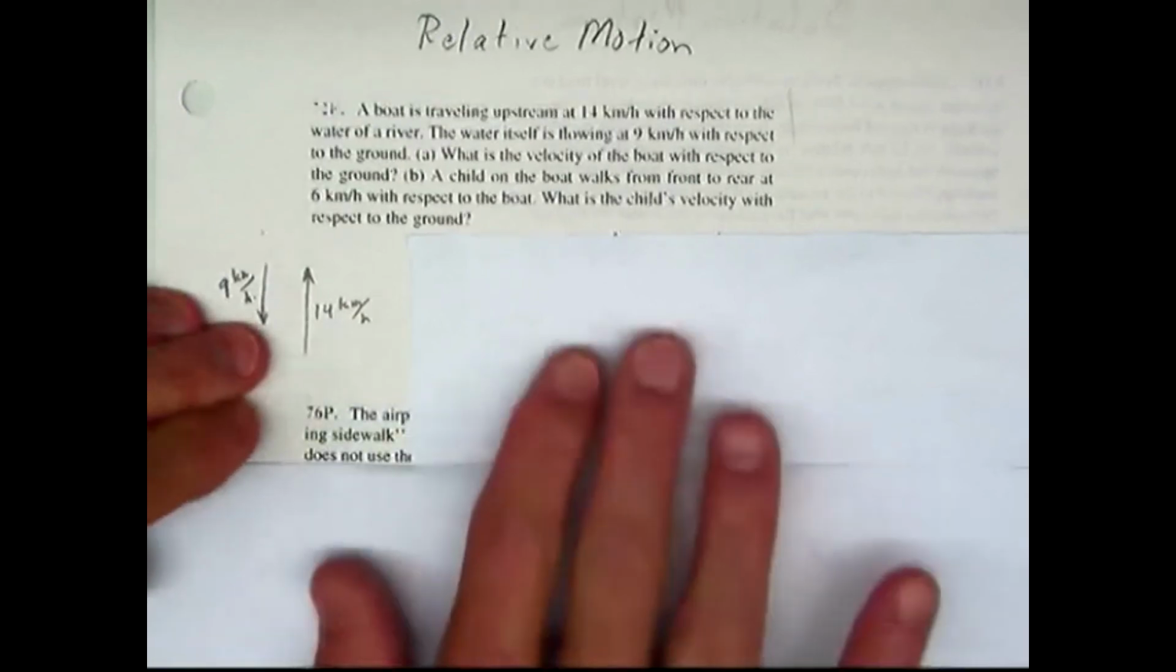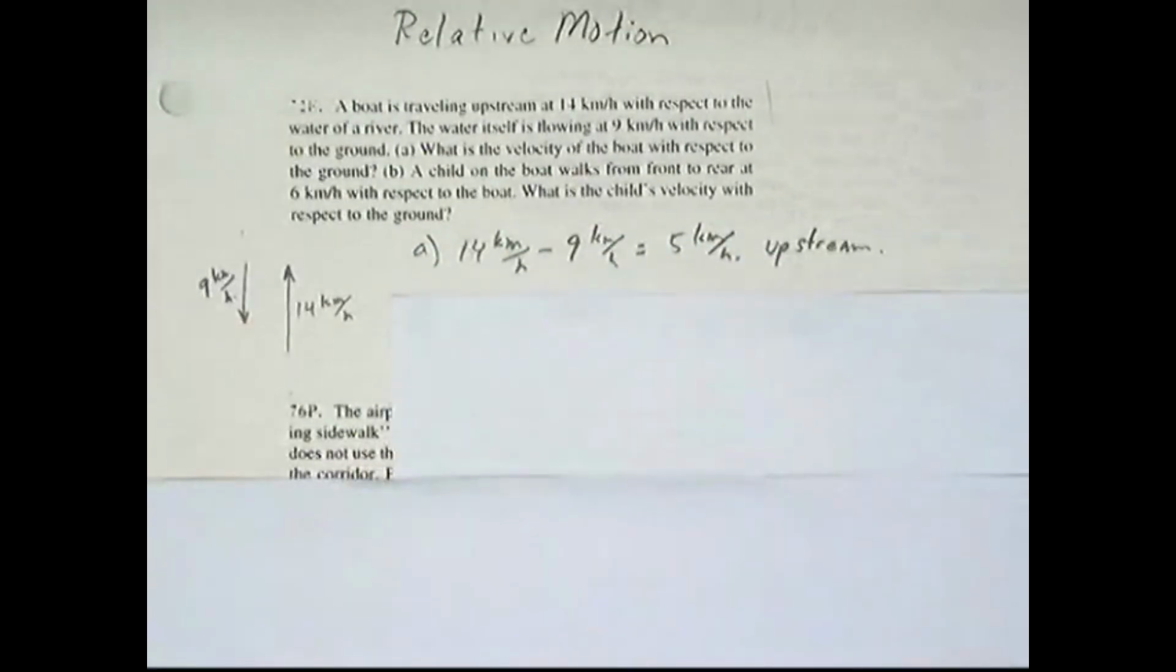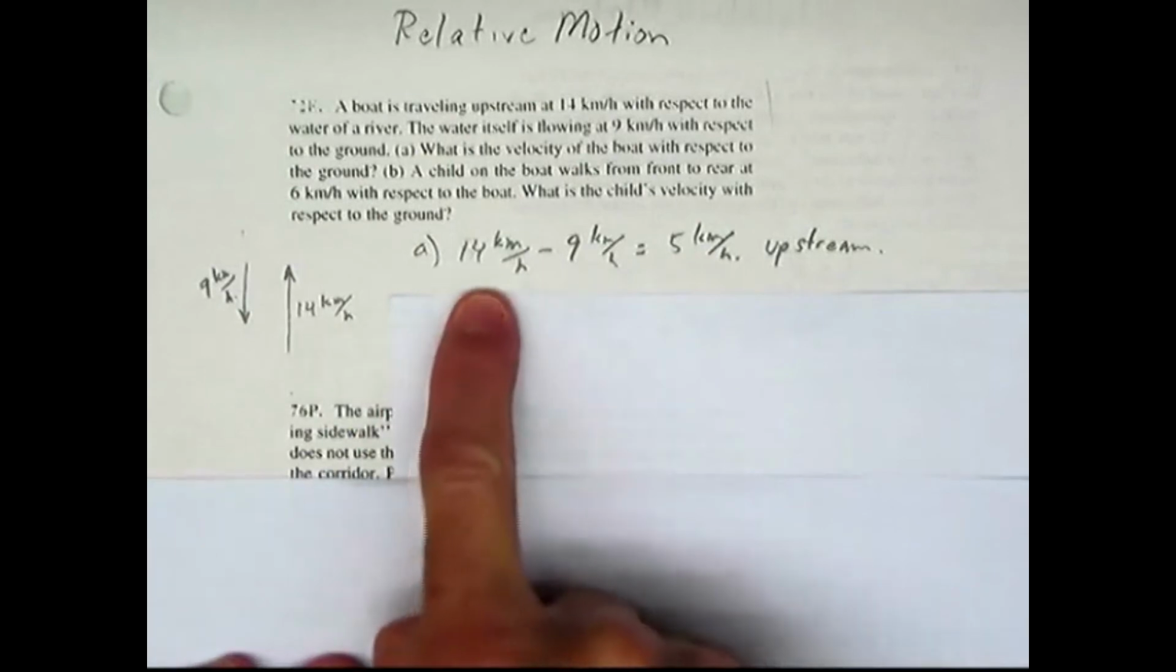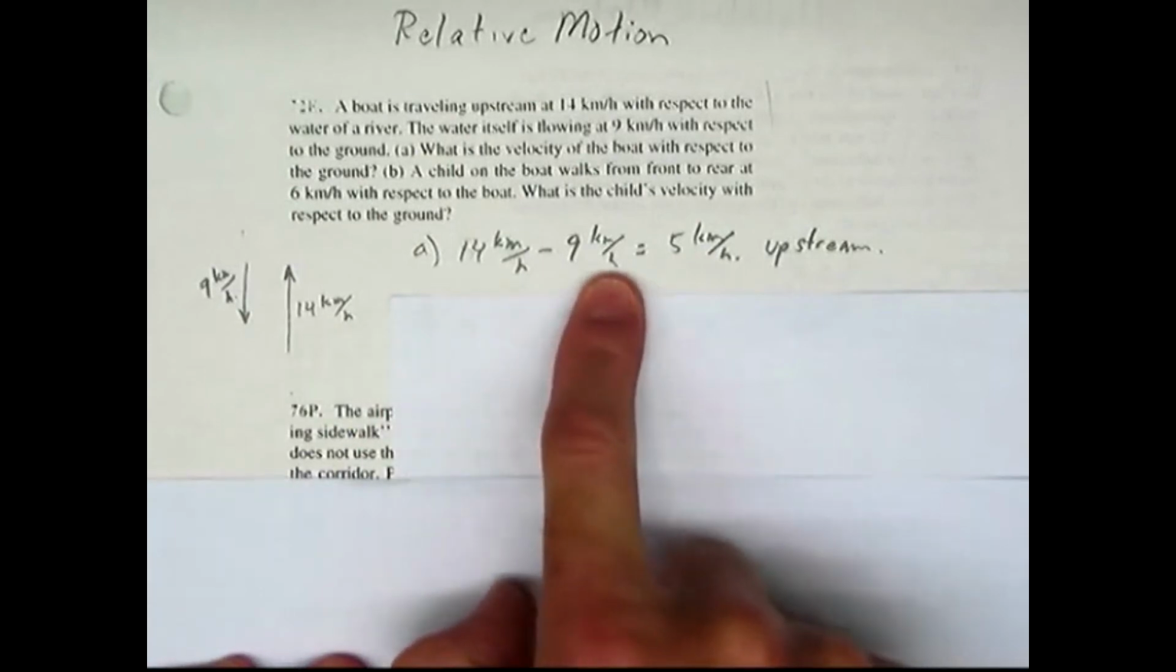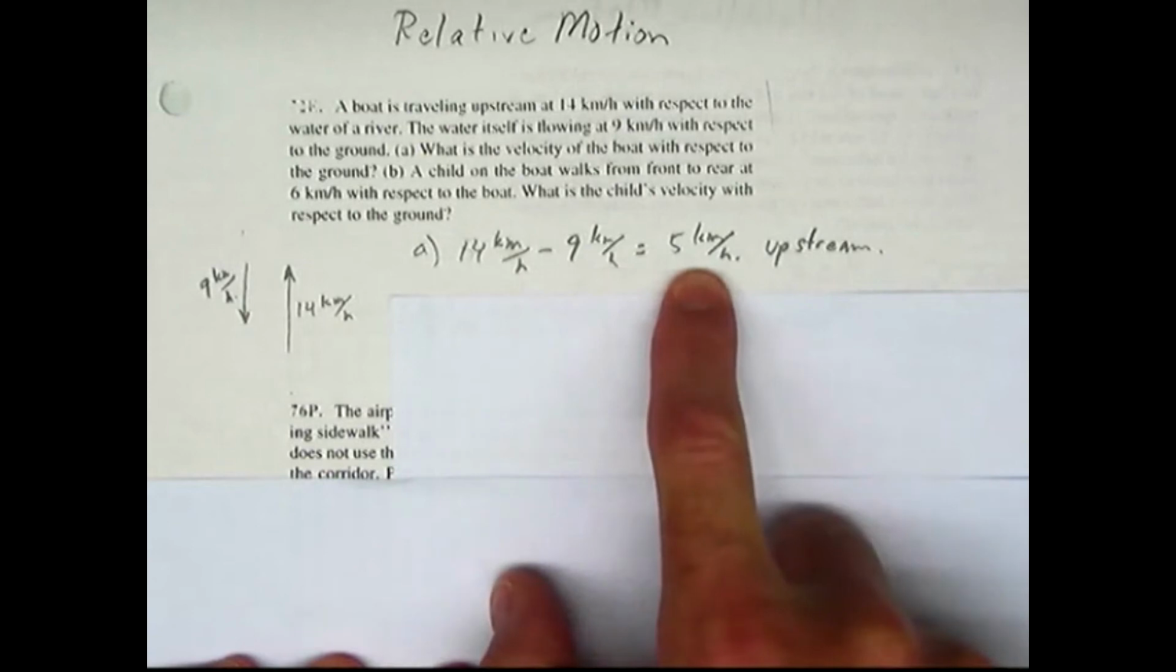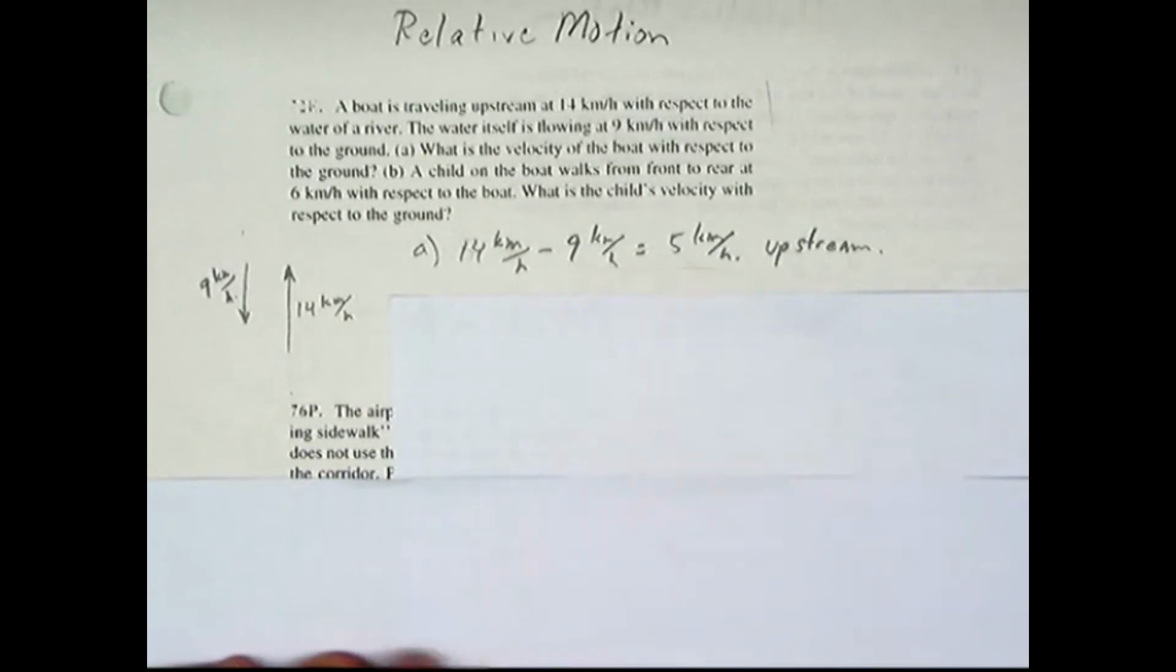You take the boat's velocity. You have to call one direction positive. Let's say going upstream, the direction of the boat is the positive direction. So it's the boat's velocity relative to the water, 14, plus the velocity of the water relative to the ground, which is -9, would give you a +5, right? So it's the boat's velocity relative to the water plus the velocity of the water relative to the ground gives you the boat's velocity relative to the ground, okay? Does that make sense?